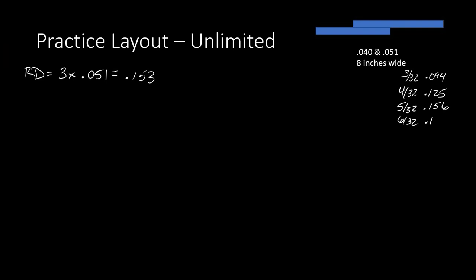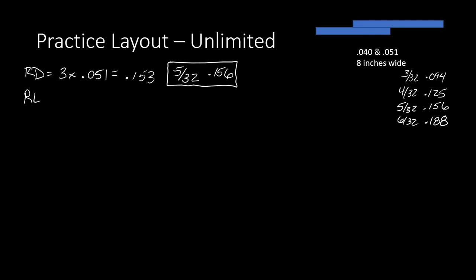0.1875. I'm going to put 0.188. So that's roughly the rivet size that we're looking for. So seeing as we have 0.153, I'm really close to the 5/32 rivet. So for the rest of my math, I'm going to use the number for the 5/32 rivet.